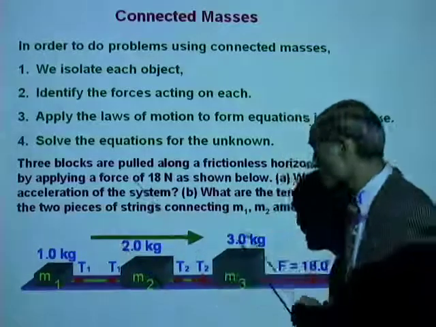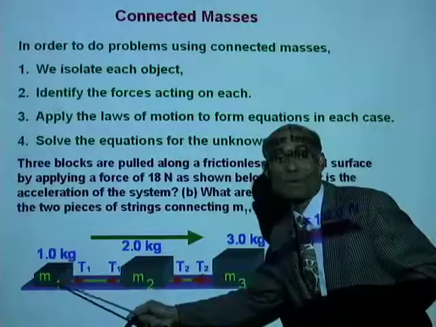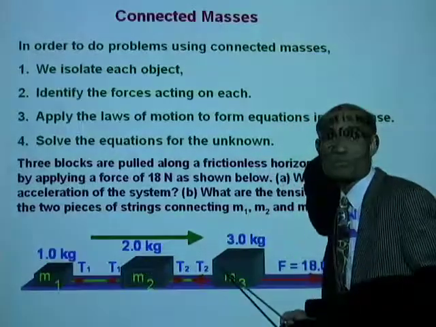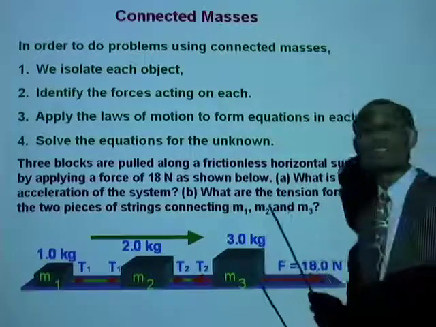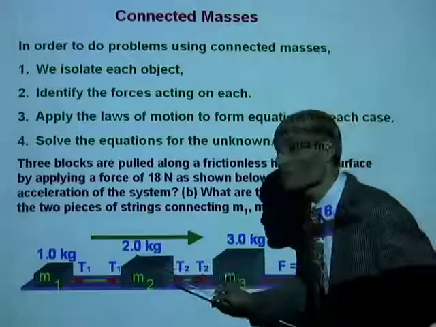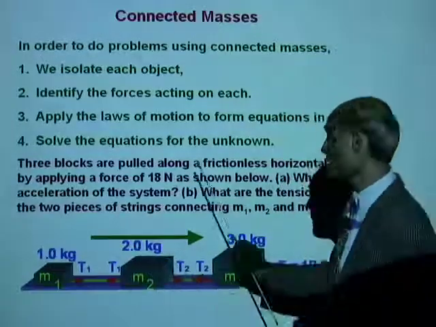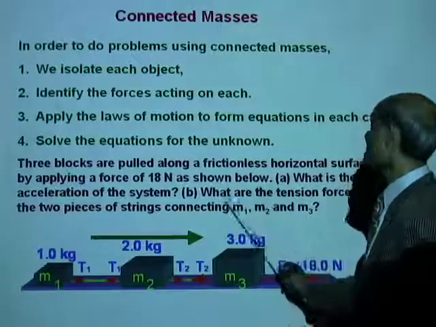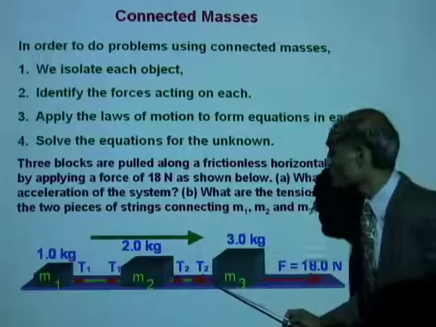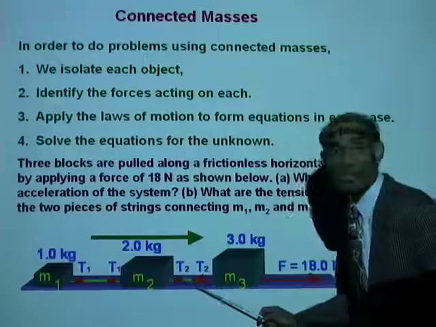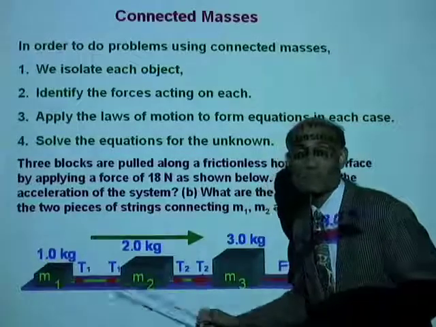Now, when you consider the system, the whole system has a total mass of m1 plus m2 plus m3. And that total mass is being pulled by 18 Newton. So how will you find the acceleration of the system? Alright, I'm going to leave it for you. And what are the tension forces on each of the pieces of strings? What is the tension on this string? And what is the tension on this string?